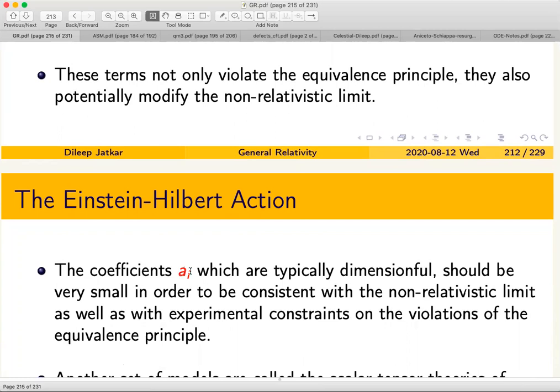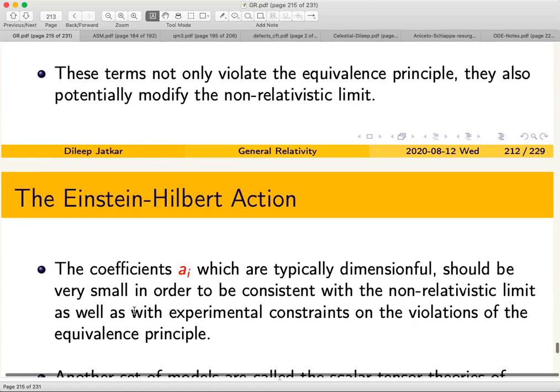Okay, so generically, AIs that you would write down would be typically dimensionful, and therefore, if you want to put them to be non-zero, then those quantities should be small for them to be consistent with the experimental constraints that we have.